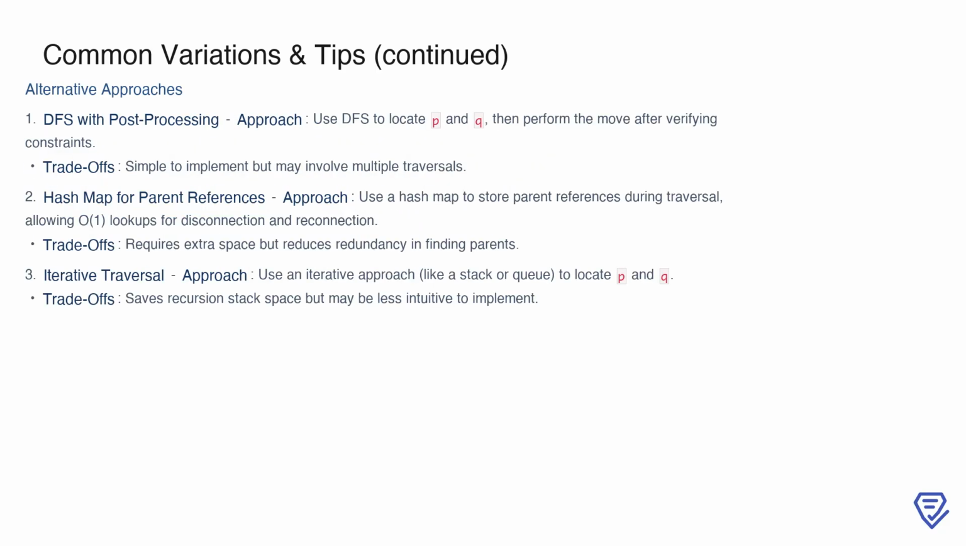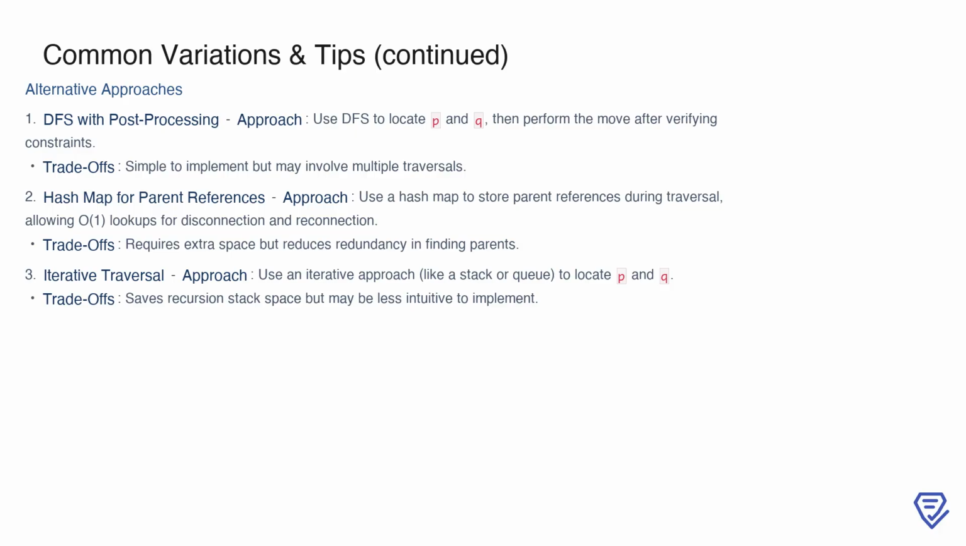There are alternative approaches to consider when solving this problem, each with its own trade-offs. One option is to use a depth-first search with post-processing. In this approach, you first locate P and Q using DFS, then perform the move after verifying all constraints. This method is straightforward to implement but may involve multiple traversals. Another approach is to use a hash map to store parent references during the traversal. This allows for O(1) lookups when disconnecting and reconnecting nodes, which can reduce redundancy and improve efficiency. However, it does require additional space.